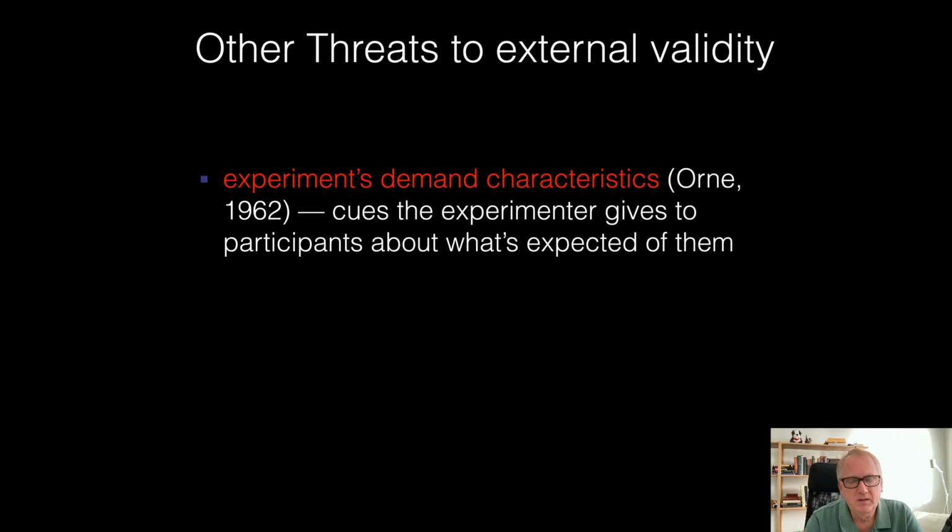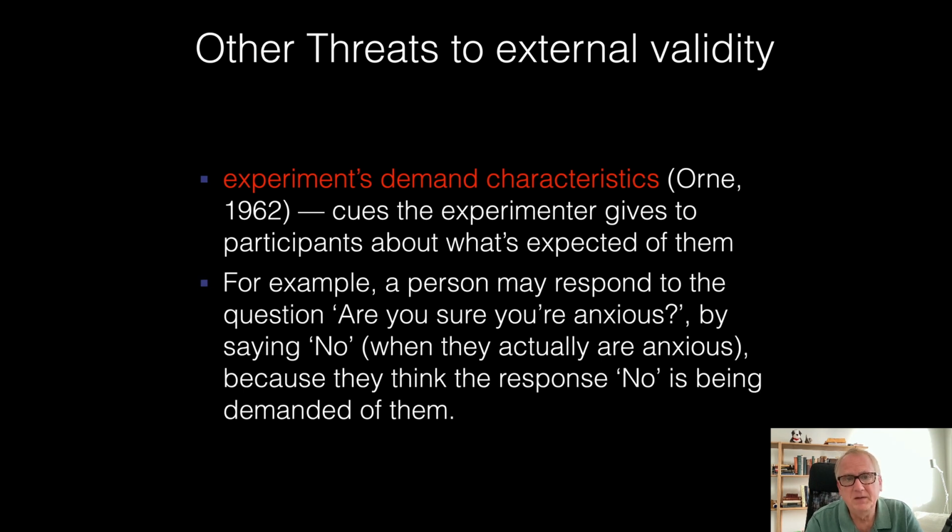These are cues the experimenter might give to participants about what's expected of them. So this isn't necessarily something conscious that the experimenter is trying to do, but for example, a person may respond to the question, "Are you sure you're anxious?" by saying no when they actually are anxious, because they think that the response no is being demanded of them. So if the experimenter makes it sound like they'd rather have them say no than yes, then maybe the participant would actually say no instead of yes.